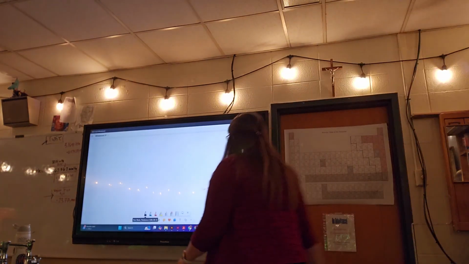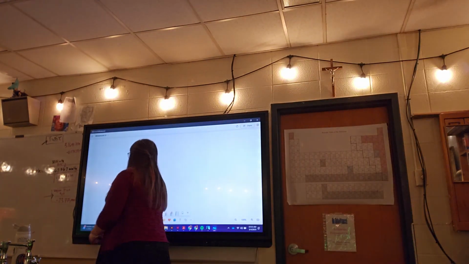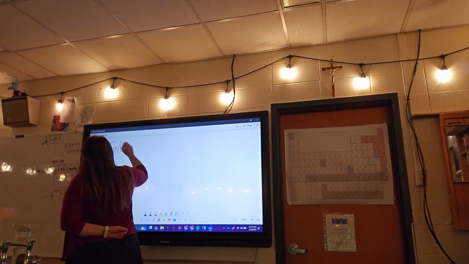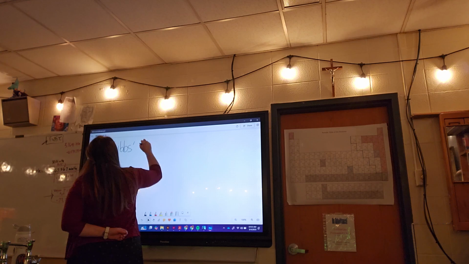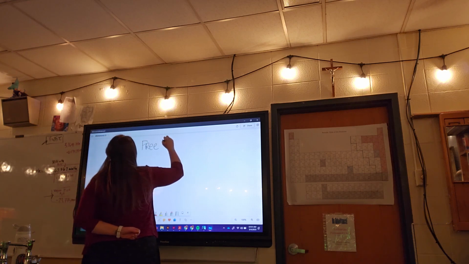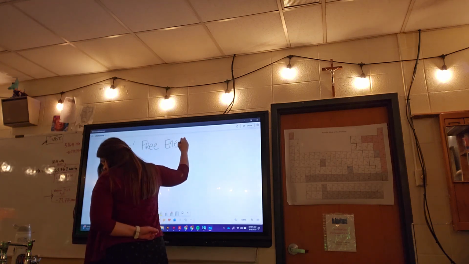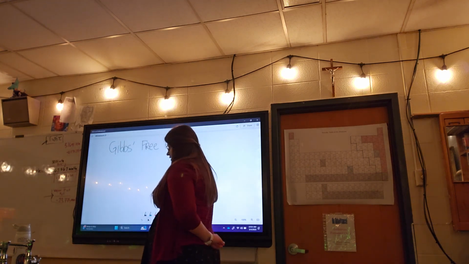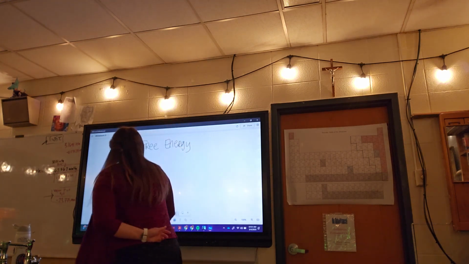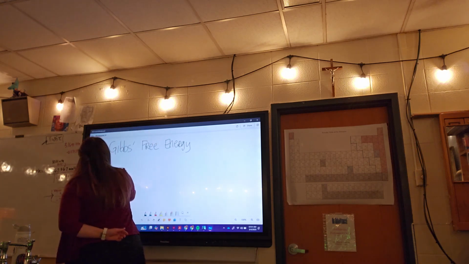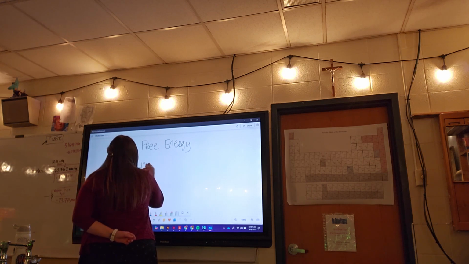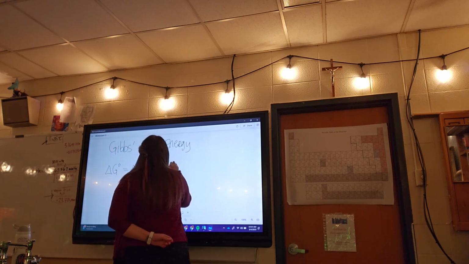Okay, so today we are going to continue talking about thermodynamics. We're going to be talking about this concept called Gibbs free energy. Okay, so here is our equation for Gibbs free energy. I'm going to write it down and then I'm going to explain it because it needs explaining.